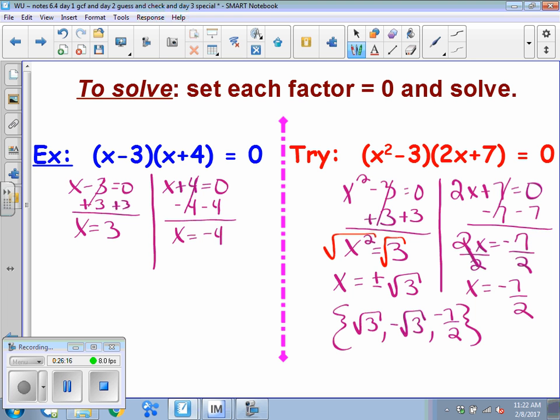Now, these two were already in factor form for you. You're usually never going to get handed that. So you'll have the polynomial that you'll have to factor, and then take each factor and set it equal to 0 and solve.